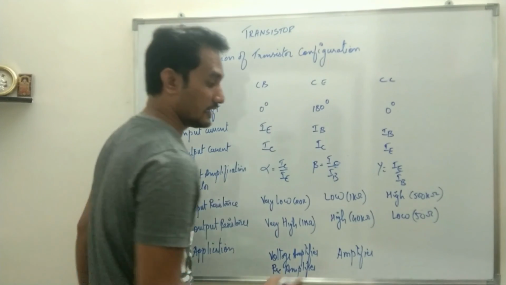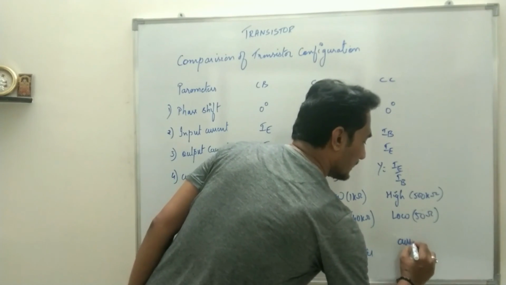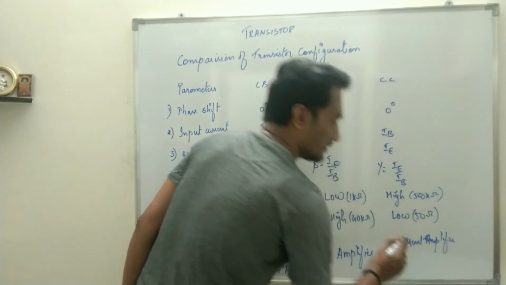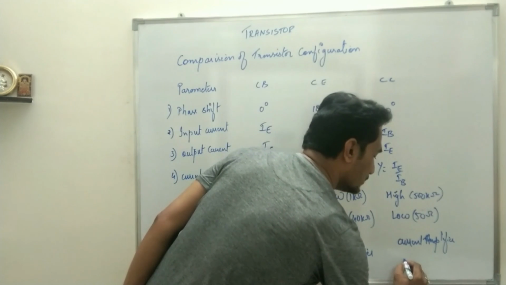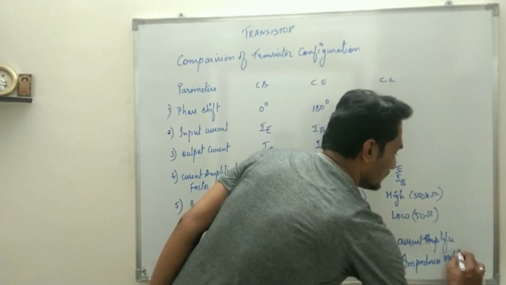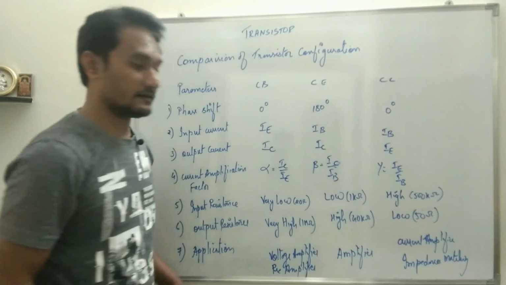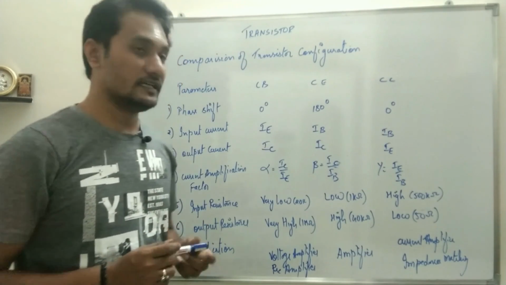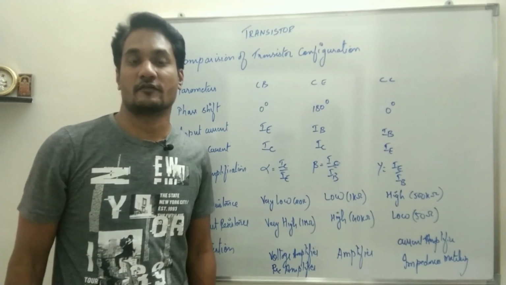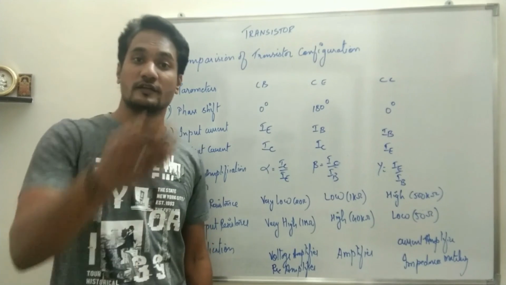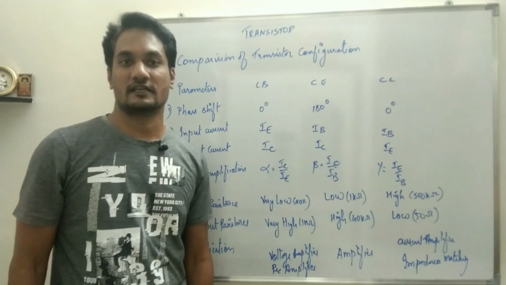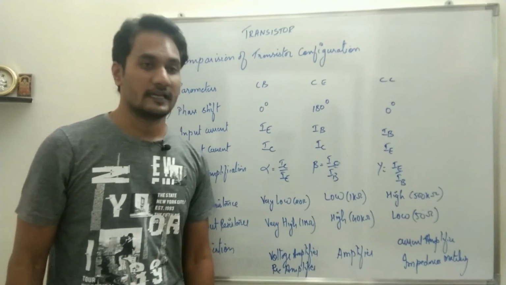And here in common collector configuration, it can be used as current amplifier, only current amplifier, or it can be used for impedance matching. Here voltage at the input and output remains same. This type of configuration is also called as emitter follower. जो input voltage दोगे वही output में मिलेगा, लेकिन current का amplification हो जाएगा. So that type of circuit is called as emitter follower and can be used for impedance matching.